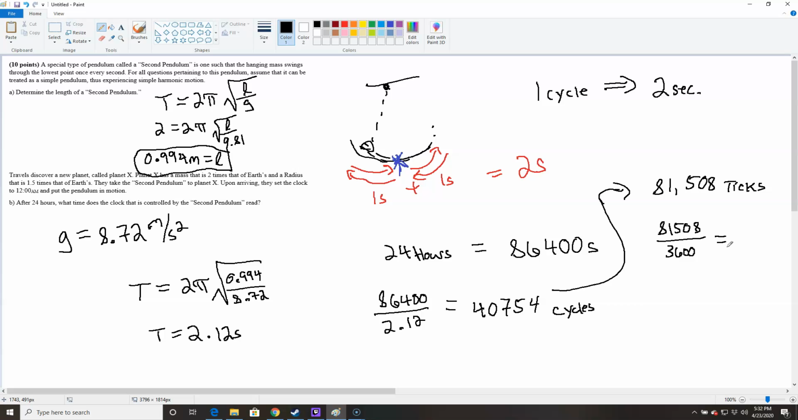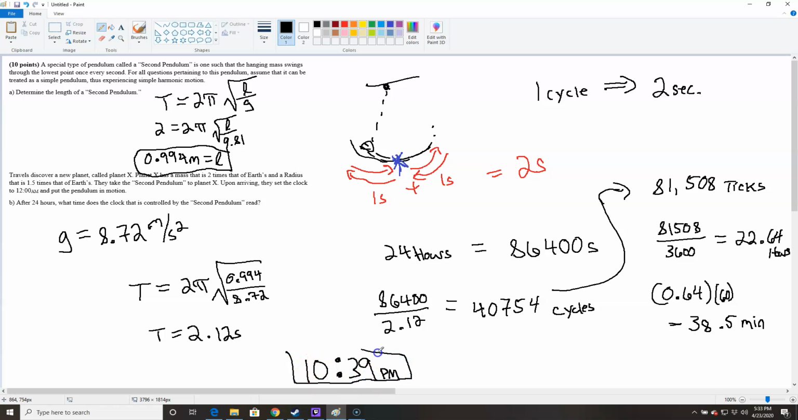That tells me that my clock has gone 22.64 hours. So at the very minimum, the 22nd hour of the day is 10 in the PM. Now I have a 0.64 hour. If I take that and multiply it by 60 to figure out how many minutes it is, it's 38.5 minutes, or approximately 39 minutes. So my clock would say between 10:38 p.m. and 10:39 p.m.